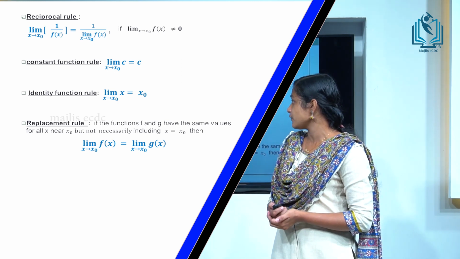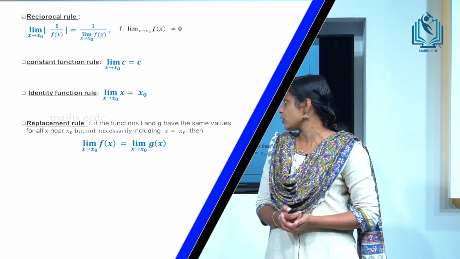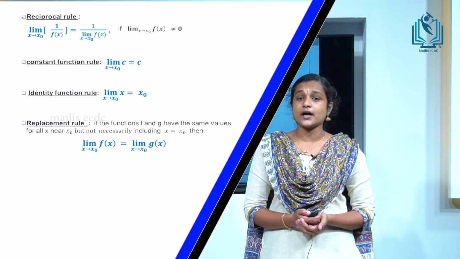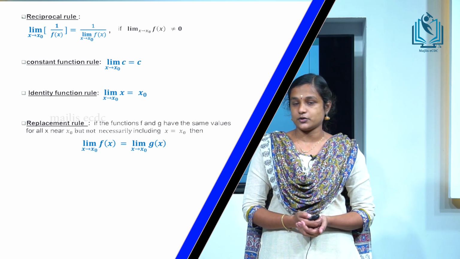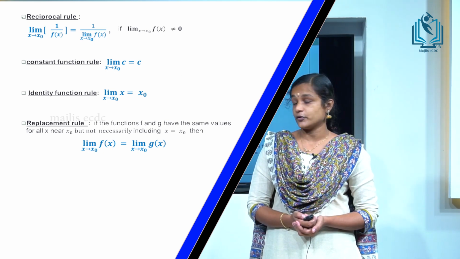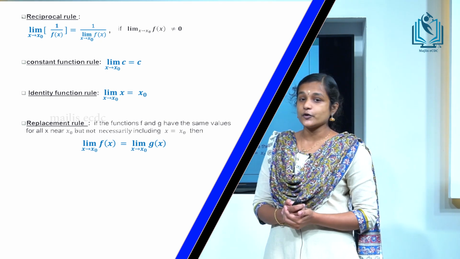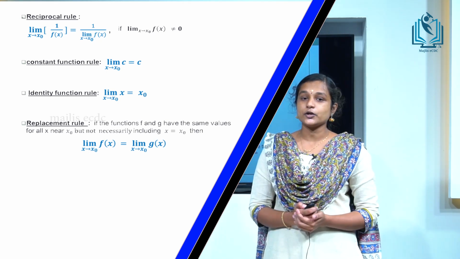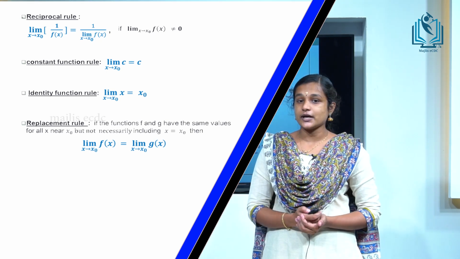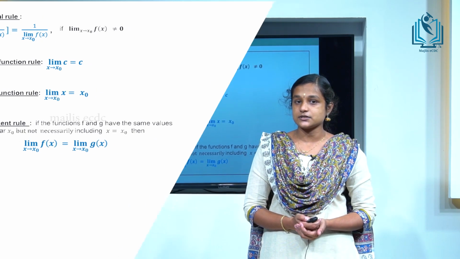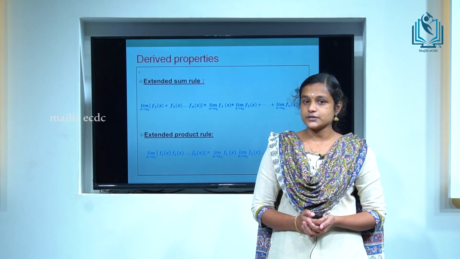Next one is the constant function rule. Limit x tends to x naught of c equal to c, where c is a constant function. The next one, identity function rule. Limit x tends to x naught of x equal to x naught. Next one is the replacement rule. If the functions f and g have the same values for all x near x naught, but not necessarily including x equal to x naught, then limit x tends to x naught f of x equal to limit x tends to x naught g of x.